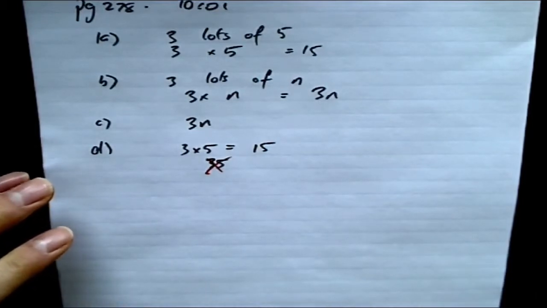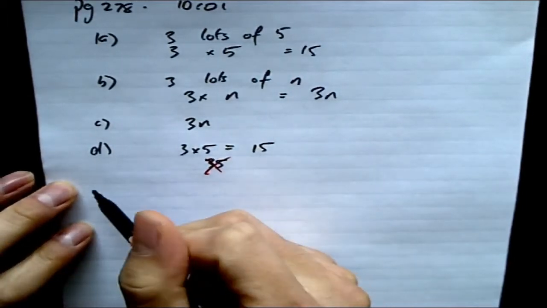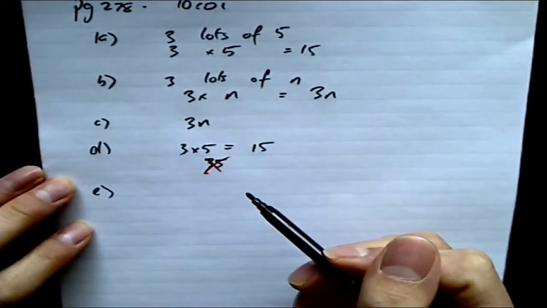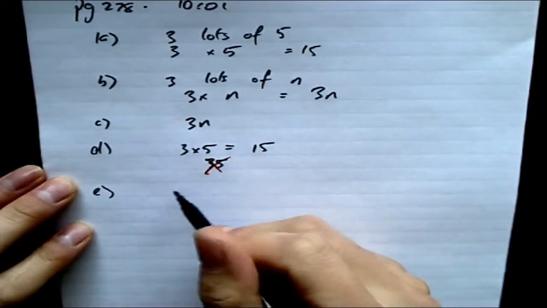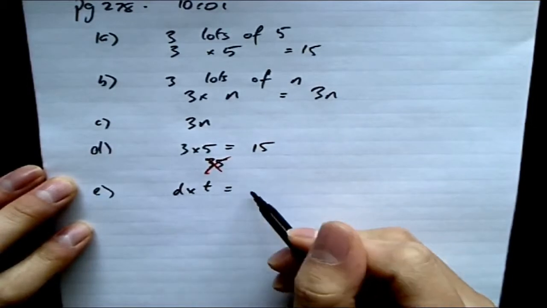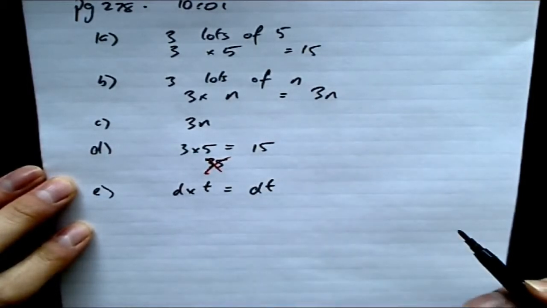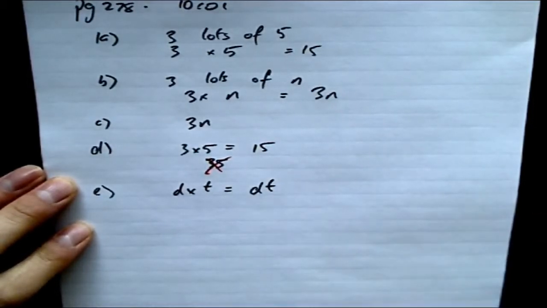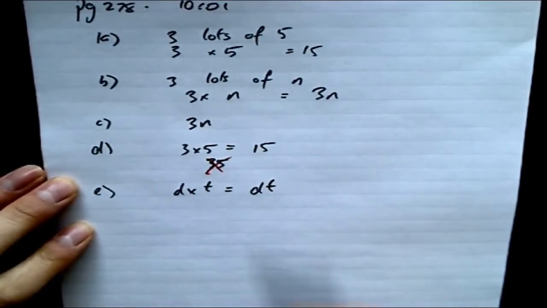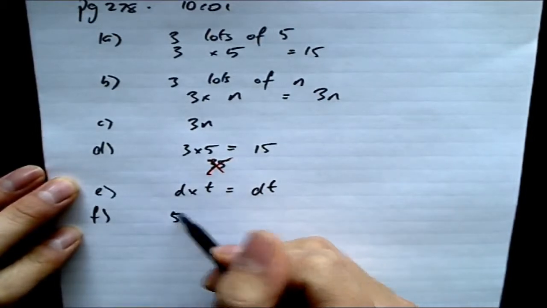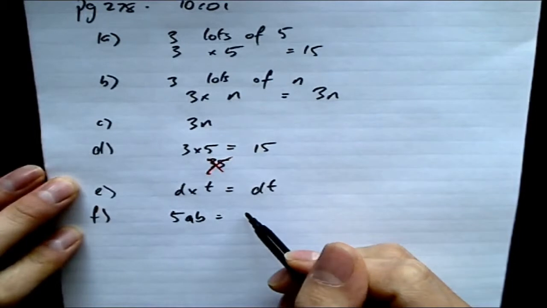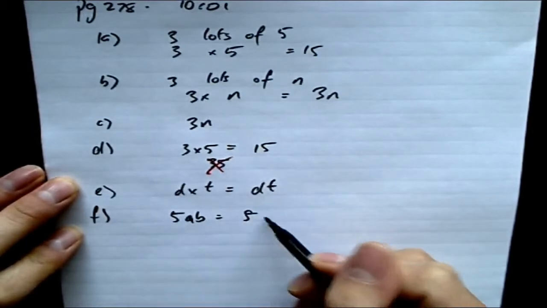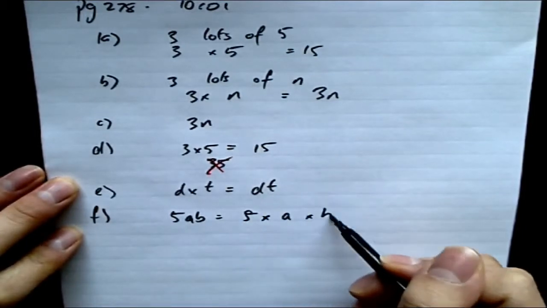I could extend a little bit more. I've got D times T. So that's dt. It's just a matter of multiplication. Letters can multiply themselves, so that's not a problem. Got 5ab. So if I want to expand it this time, I'm going to put in all the imaginary multiplications in between.